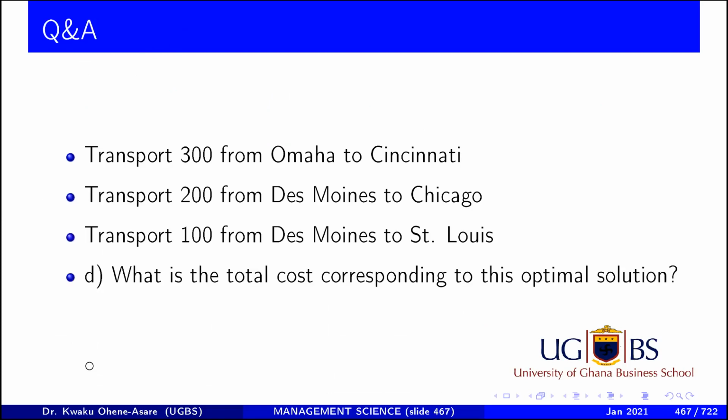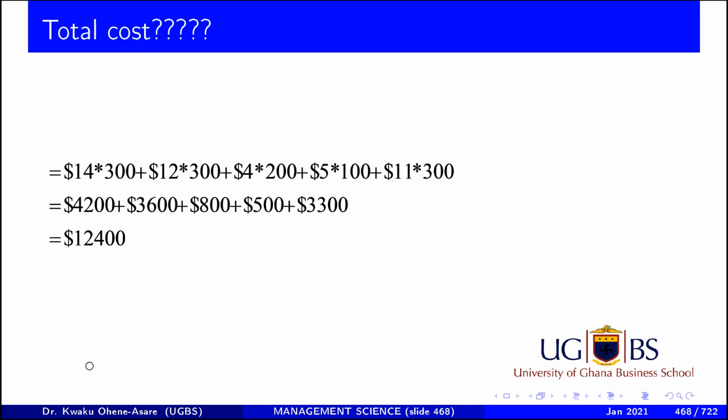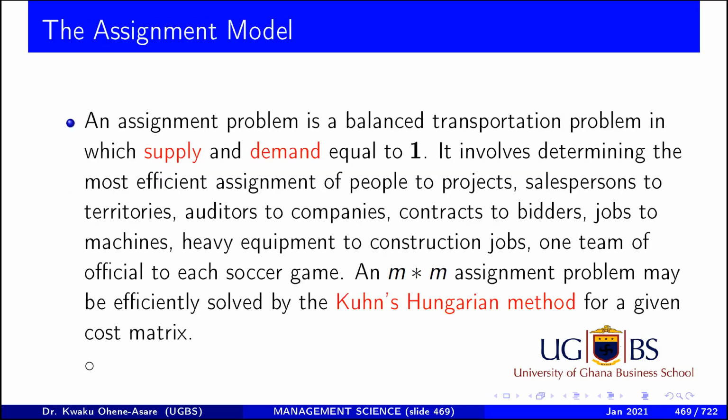And finally, you know that you have to calculate the total cost. Because now that you know where we are transporting from, just fit them into the objective function. And then, boom, you have a total cost of 12,400. So this is it. This is how the transportation model works. The transshipment model works basically just like the transportation model. The only thing is that you include some more nodes. That's all, some more nodes.